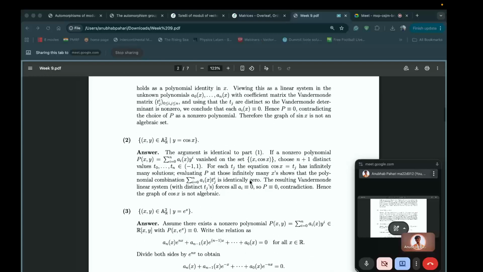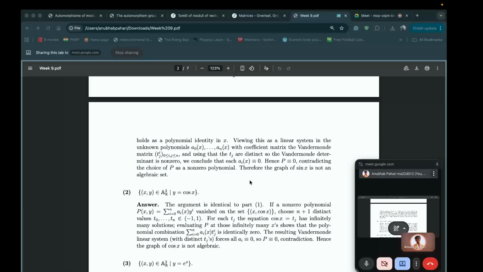Now let us try again this third problem that says the set of all (x, y) from A^2 over R such that y equals e^x.